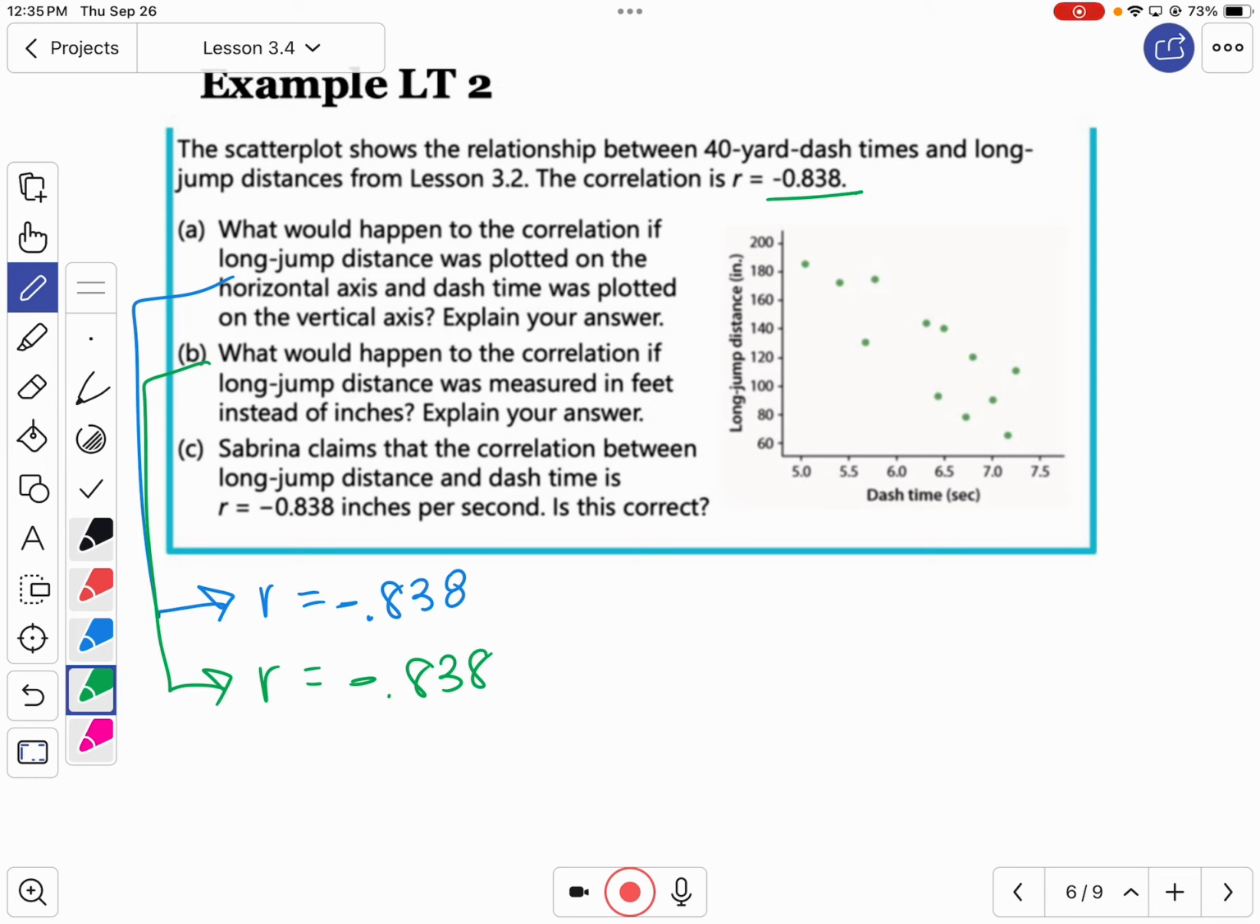It says, hey, all right, here we go. Last one. So Sabrina claims that the correlation between the long jump and the dash time is 0.838 inches per second. Is she right? What's the problem? Yeah, so no units. She is incorrect because no units.